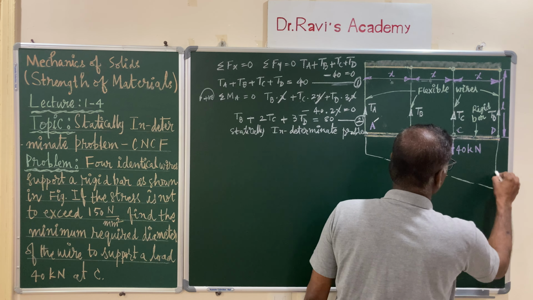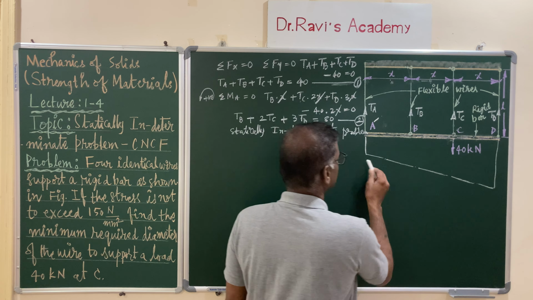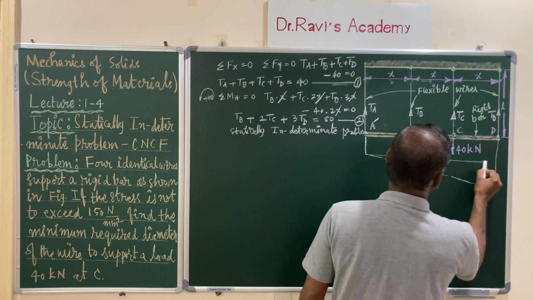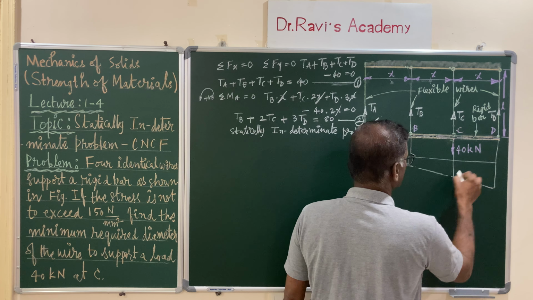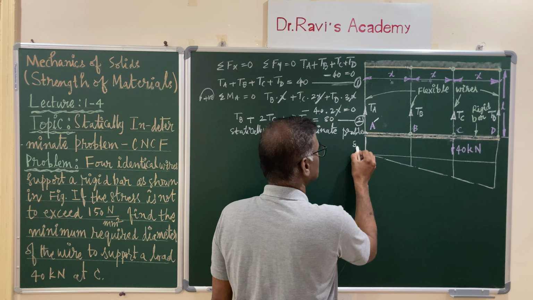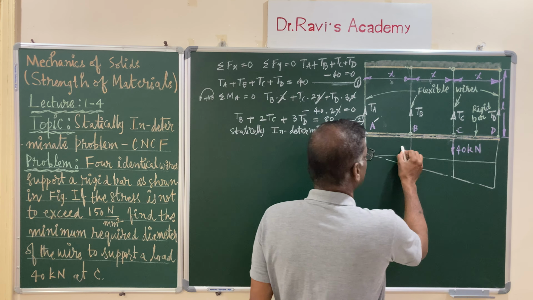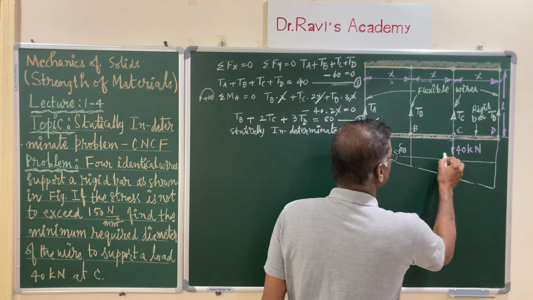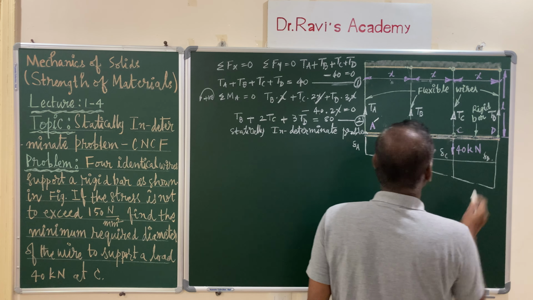I am just magnifying this. Let us draw a horizontal line. This is exactly the deformation configuration you have. Let us say this is delta A, the deformation in wire A, and this is delta B, delta C and delta D.